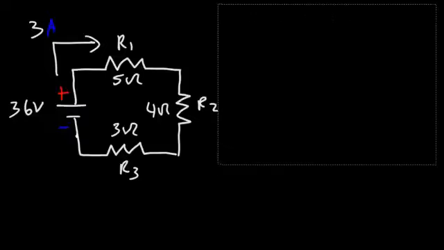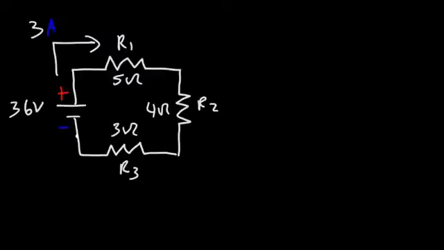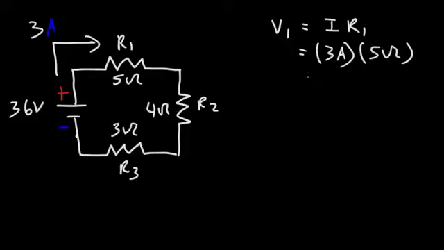So now that we have the current in the circuit, we can now calculate the voltage drop across each resistor. Let's start with V1. V1 is going to be the current times R1. So that's a current of 3 amps times a resistance of 5 ohms. So that gives us a voltage drop of 15 volts.